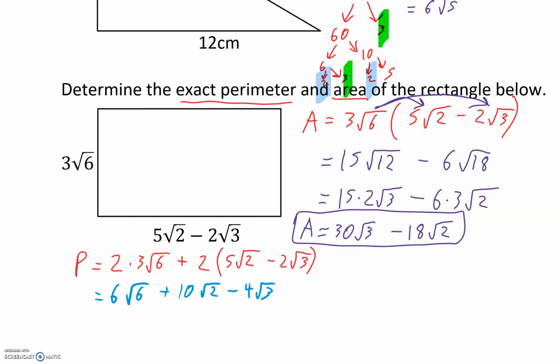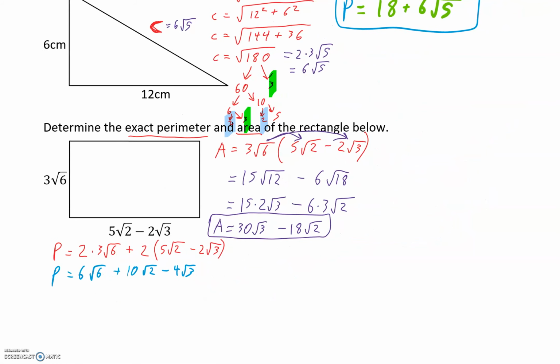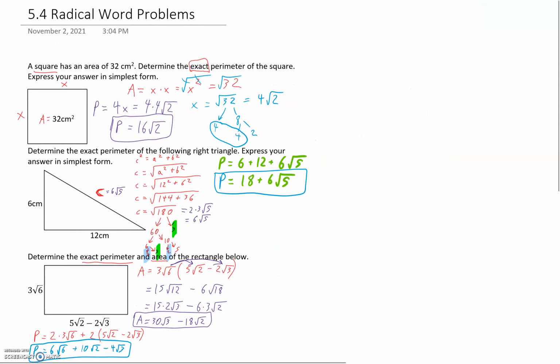So actually this is pretty simple, pretty easy to do. It is possible that if I had a different root here, then it would have simplified further, but yeah, there you go. I hope this video helps you understand these sorts of questions, these word problems, especially area and perimeter, with radicals. Good luck.